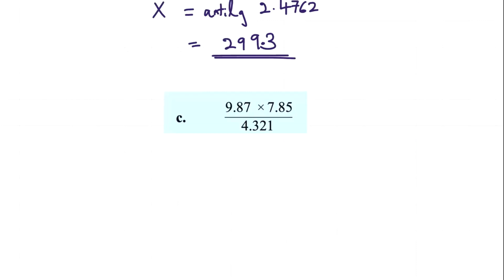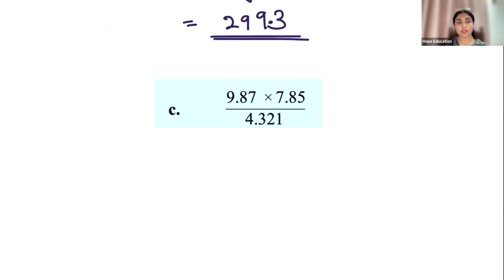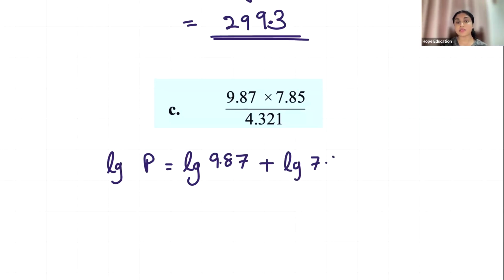Make the answer copy. My camera is up. Okay, so let's say P. Log P is equal to log 9.87. Multiplication becomes addition. Log 7.85. Division becomes subtraction. Log 4.321.